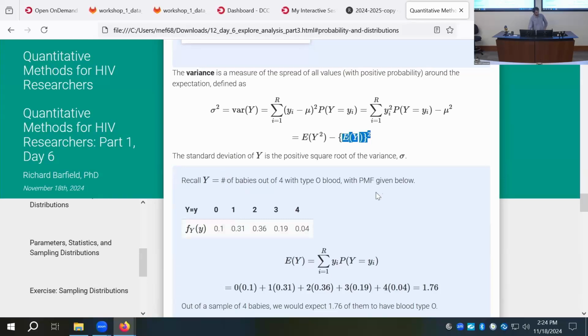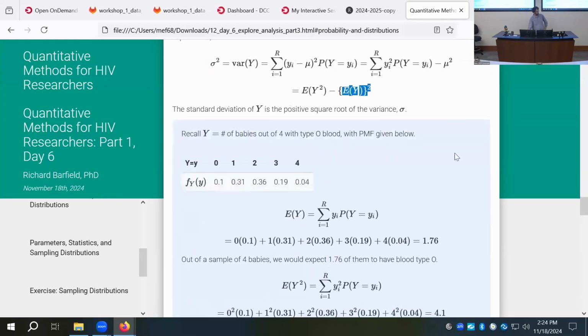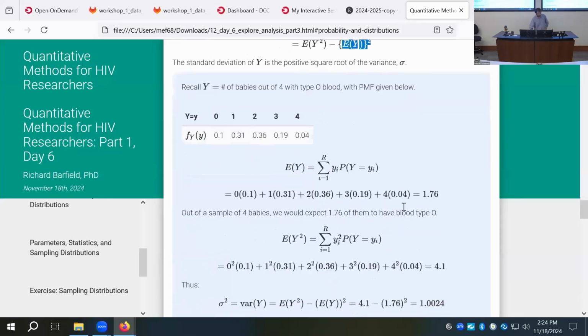So for the number of babies out of 4 with type O blood, we had our probability mass function, right? So the expected value of y is the summation over all these of yi times that probability. So we have 0 times 0.1, 1 times 0.31, 2 times 0.36, 3 times 0.19, plus 4 times 0.04. Right? So the expected number of babies out of 4 that will have type O blood: if we had a sample of 4 babies, we would expect 1.76 of them to have blood type O.